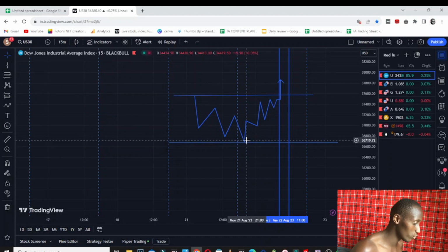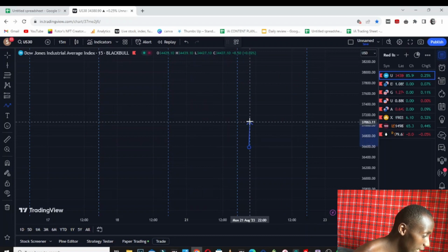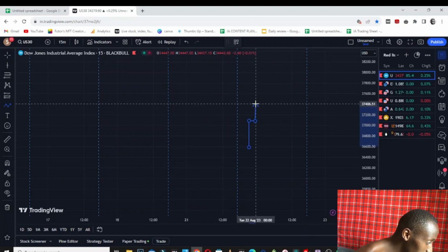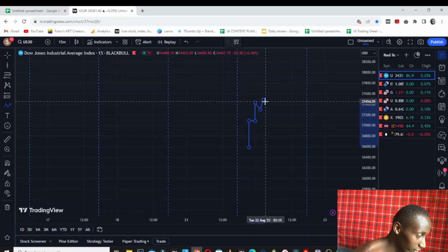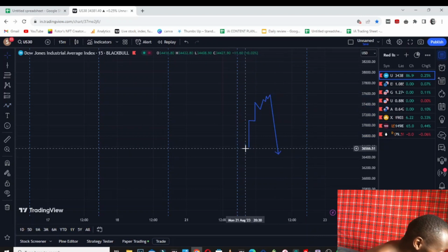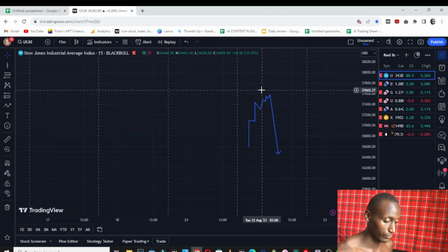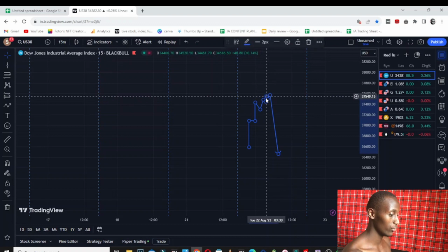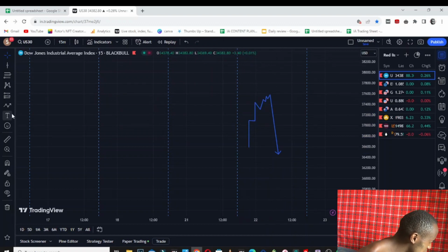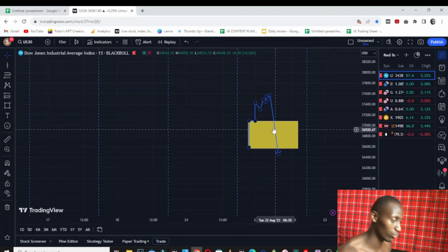Now, for those people who don't know what a dump or a pump is, it is just an explosive move that moves vertically like that. Then we might have some choppiness for the reversal. This is the pump, the explosive vertical move out of our range. Once we see a good pump, then we know we have a setup forming, because this region is the region where price might come back to.